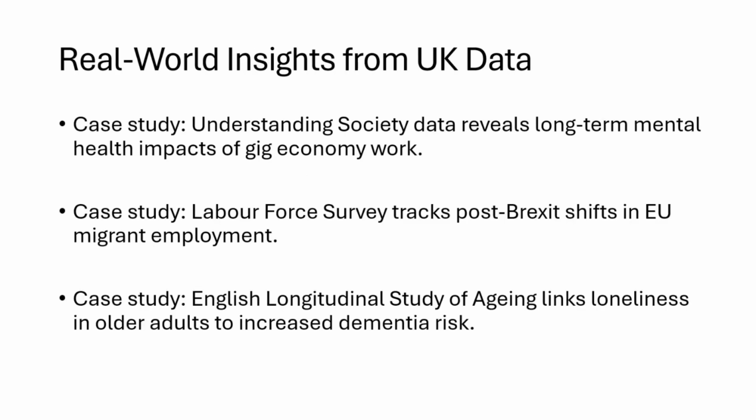Now let's look at real research using the archive. Some examples here, basically. So one study used Understanding Society to explore gig economy workers. It found they reported higher stress levels than traditional employees. So this actually helped unions advocate for better labor protections.